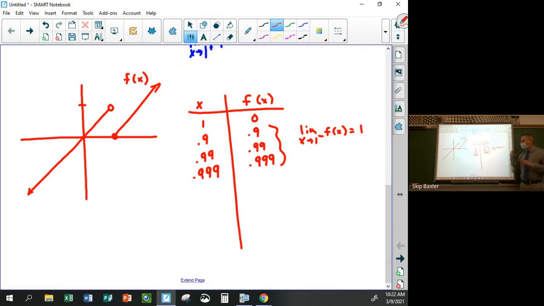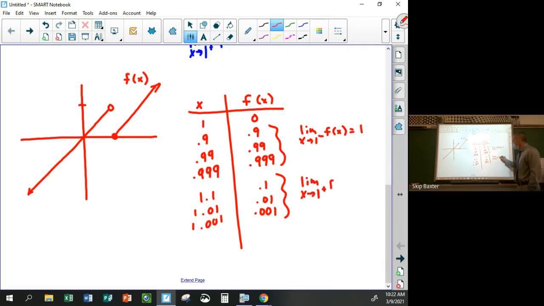Right. But if I went from the right-hand side, like 1.1, 1.01, 1.001, and so on, if I looked at those y values, I would get 0.1, 0.01, 0.001. Just based on my graph, that's what I think I would get. The slope of that line is 1. And so based on this sequence of numbers, where does it appear as if these numbers are headed towards? 0. They're going to 0. So the limit as x goes to 1 from the right of f of x, based on this table, not even looking at the graph, would be 0.